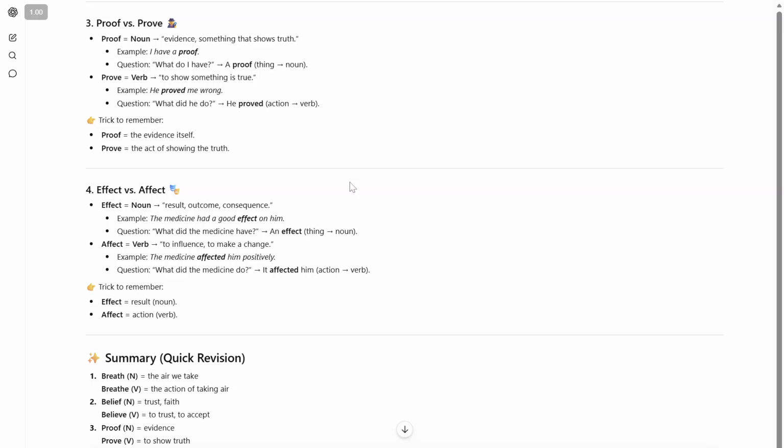Example: he proved me wrong. Question: what did he do? He proved, action, verb. Trick to remember: proof equals the evidence itself. Prove equals the act of showing the truth.